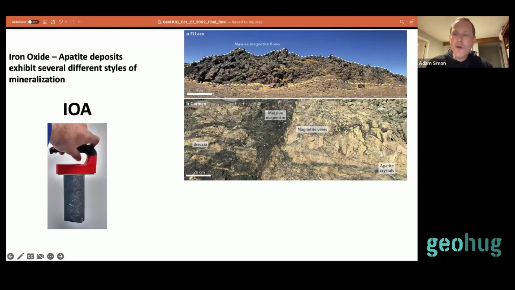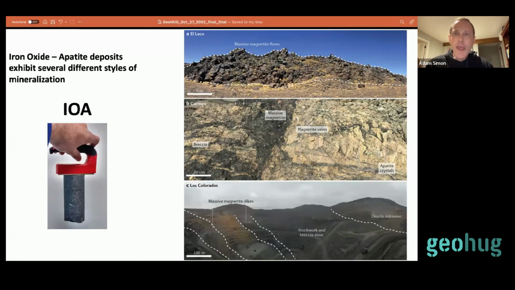And in this case, you can also see some large apatite crystals. Then we have massive magnetite that forms essentially dike-like bodies, and that's exemplified here at the Los Colorados IOA deposit in the Chilean iron belt.